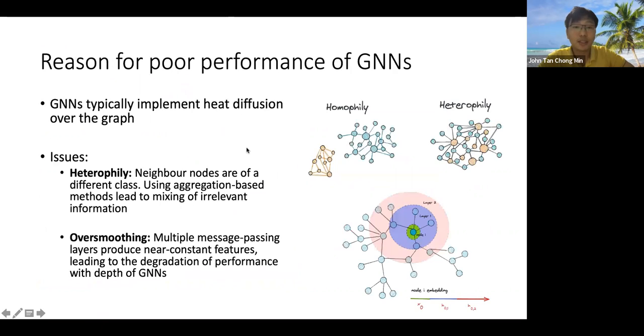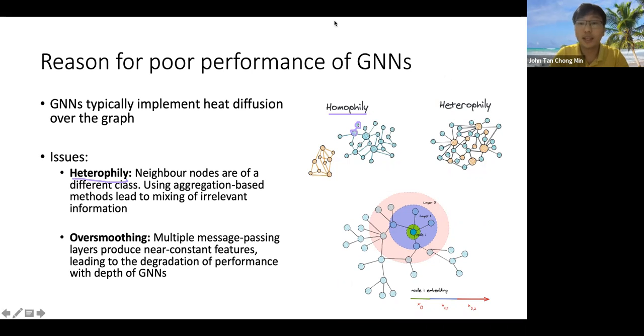So before I move on, let's look at what the paper tries to explain. Typically in graph neural networks, it's been shown that there's some issue with this diffusion process if you do it for too long. So the first main issue is that the graph may be heterophilic. Just a brief introduction to what is homophilic and heterophilic. Homophilic means that the adjacent nodes are of the same class. That means that when you mix the information of nodes with the same class, it tends to be alright, because you will still get a similar kind of information.